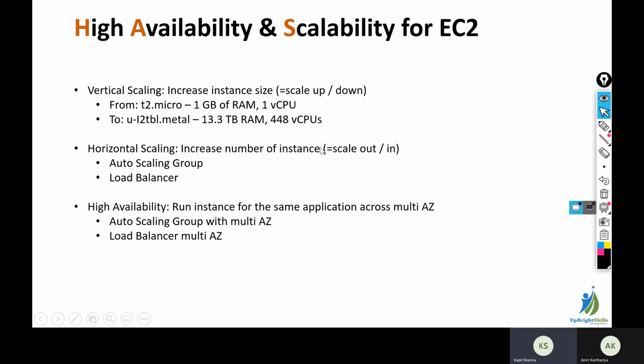Horizontal scaling increases the number of instances, that is scale out and scale in. Whenever you see a spike in your load, you can add more instances. And once the load is down, you can again reduce the number of instances. So that is scale in and scale out. This can be done using an auto scaling group and a load balancer. High availability is running instances of the same application across multiple AZs. So the same instances work in two different data centers. Again, this can be used with an auto scaling group with multi-AZ and a load balancer with multi-AZ.